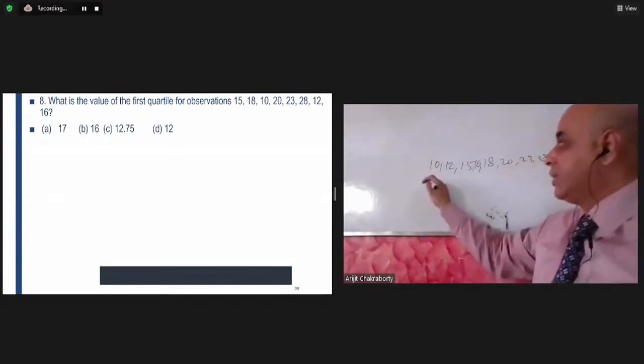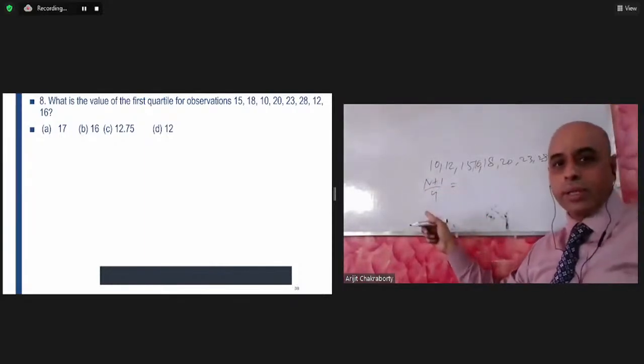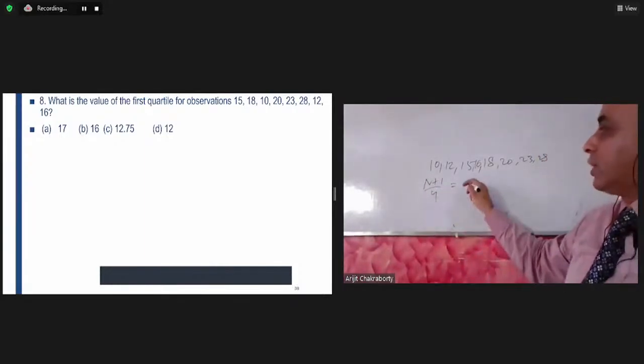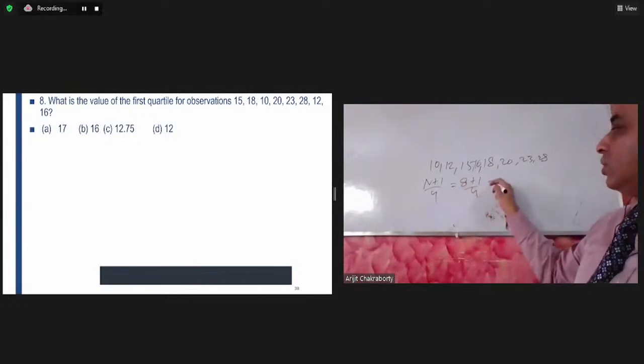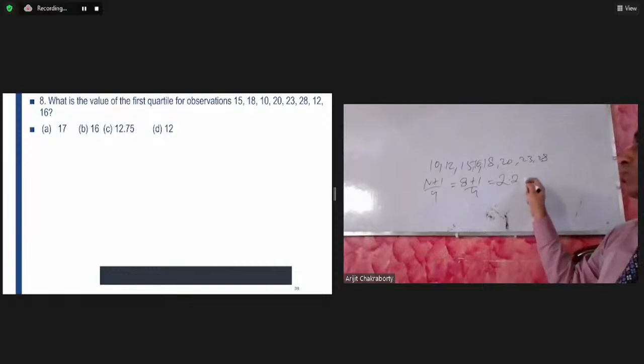That means we will take n plus 1 by 4. This is the first quartile. So n plus 1 by 4 is 8 plus 1 by 4. 8 plus 1 is 9. 9 by 4 means 2.25.